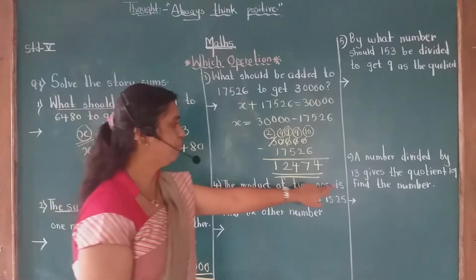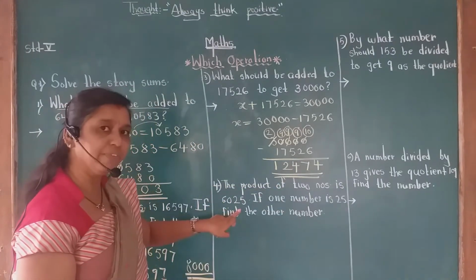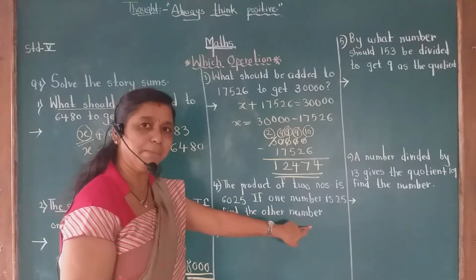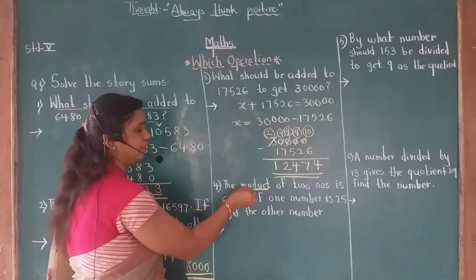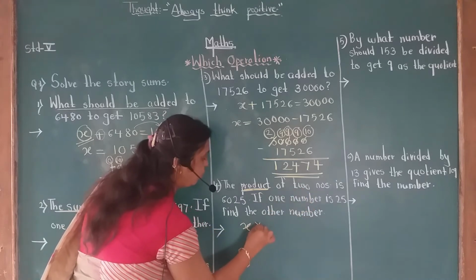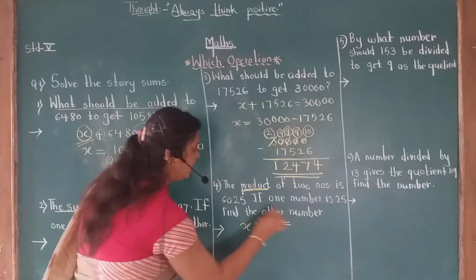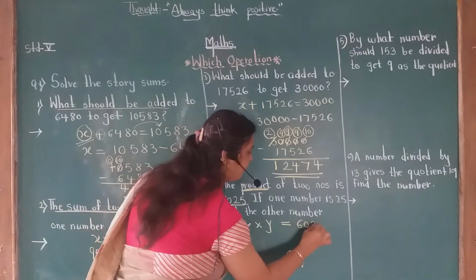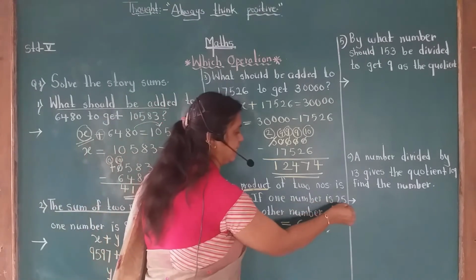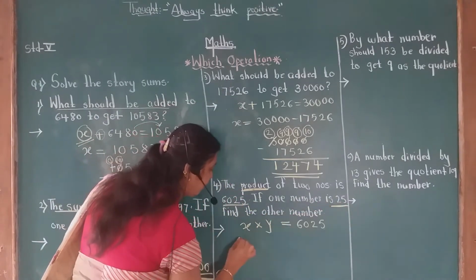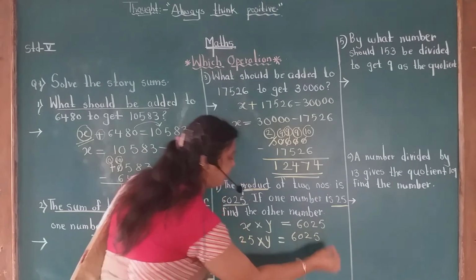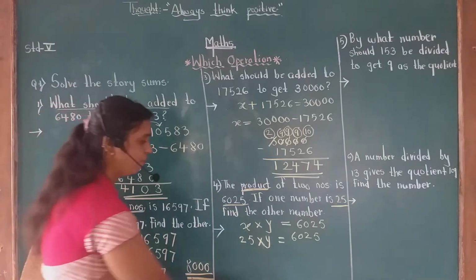The product of two numbers is 6025. If one number is 25, find the other number. You know that what is meant by product? Product means multiplication. If two numbers are x and y, what is their answer given? 6025. Then what is the next condition? If we consider x as 25 multiplied by y is equal to 6025. Again you have to find the value of y.